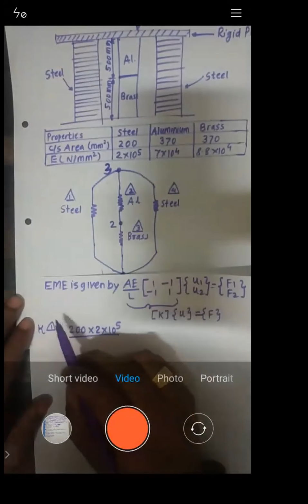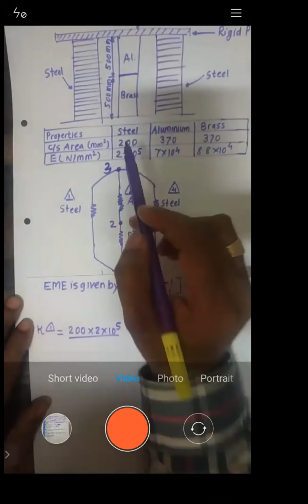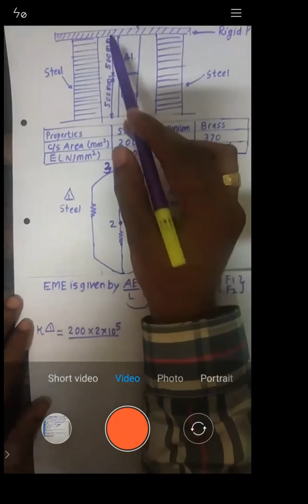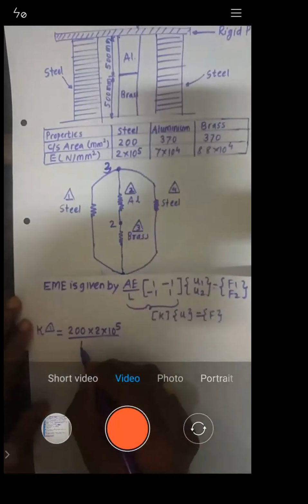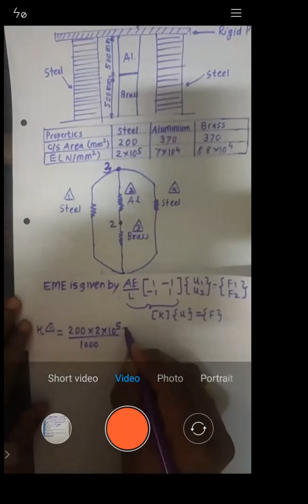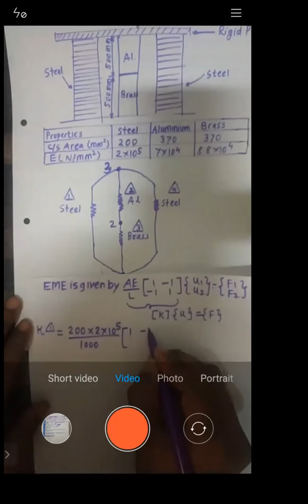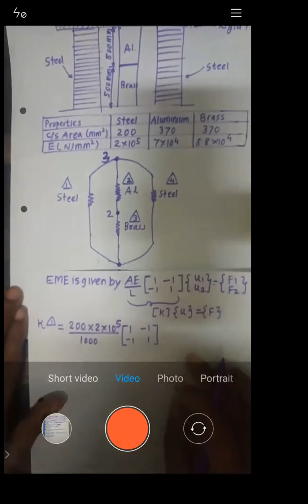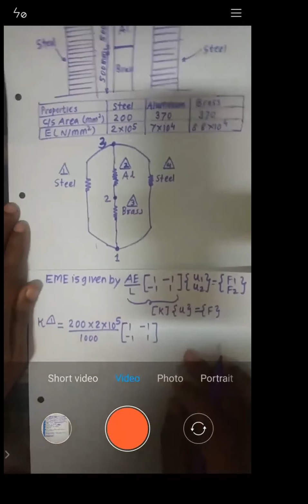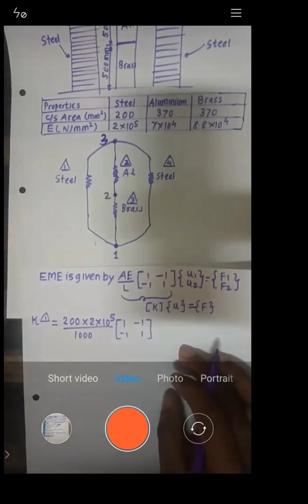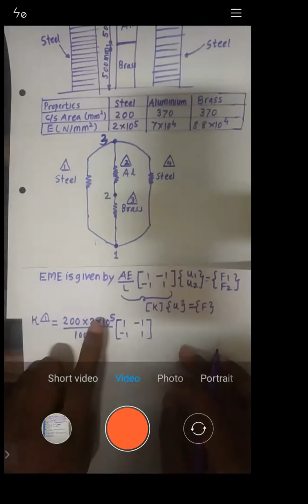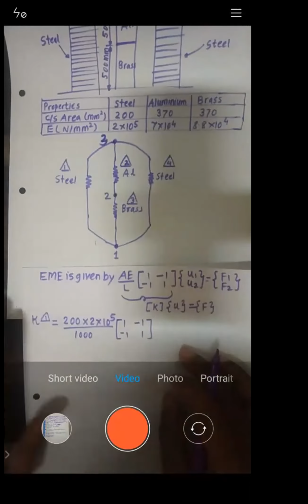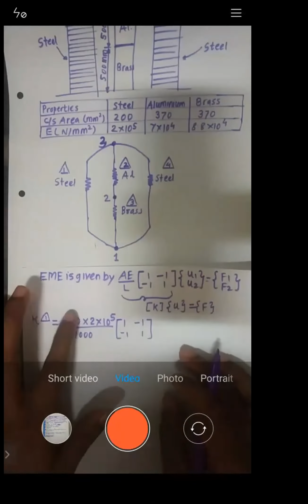what is the length of steel? For steel, what is the length? This total length, what is that? It is 1000, right? Into the matrix [1, -1; -1, 1]. Have you understood this step or not? Let me know. Stiffness matrix: area of steel into E of steel upon length of steel. Okay. Clear.